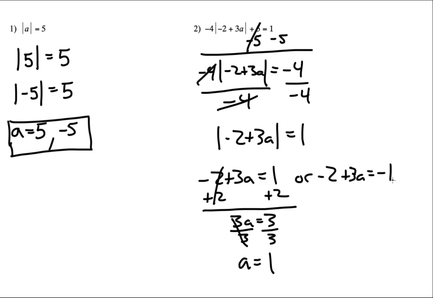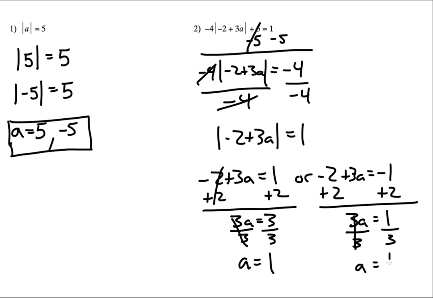Okay, but I could still do the one over here. Once again, I'm going to add 2 to both sides. And I end up with 3a equals negative 1 plus 2, which is just 1. If I divide by 3 on both sides, the 3's cancel, and I'm left with a equals 1/3. So my final answer is a equals 1 or 1/3.